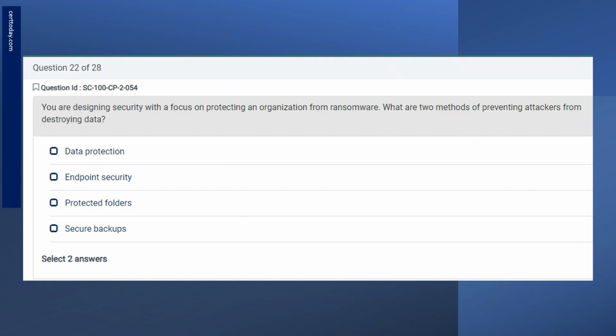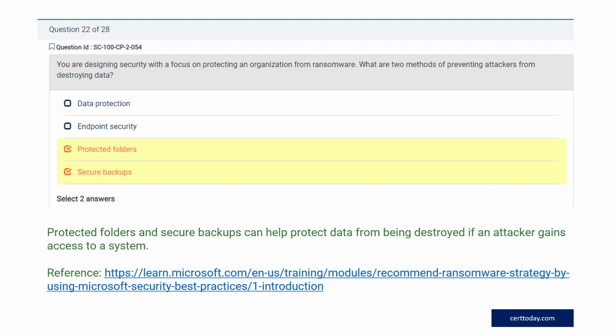Question 22. You are designing security with a focus on protecting an organization from ransomware. What are two methods of preventing attackers from destroying data? A. Data protection. B. Endpoint security. C. Protected folders. And D. Secure backups. Protected folders and secure backups can help protect data from being destroyed if an attacker gains access to a system.